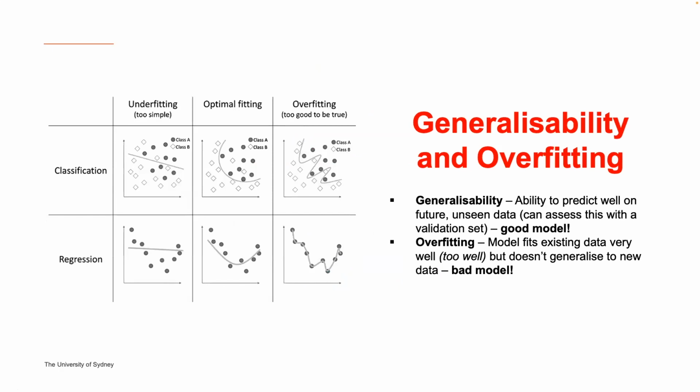In machine learning, the primary goal is to predict future outcomes accurately, not just replicate existing data. This skill is called generalizability, showing how well the model works on new data. But if a model follows the training data too closely, it leads to overfitting, and as a result may struggle with new data. So striking a balance between fitting data and generalizing is key.